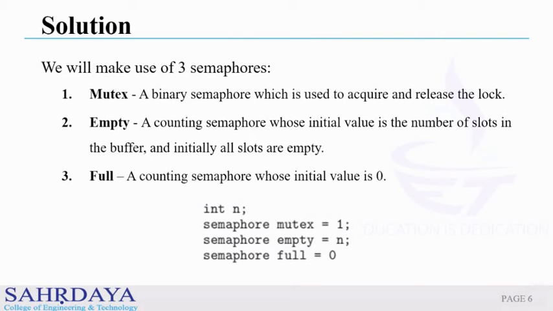One solution of this problem is to use semaphores. We will make use of three semaphores: mutex, empty and full. Mutex is a binary semaphore which is used to acquire and release the lock. Empty is a counting semaphore whose initial value is the number of slots in the buffer, and initially all slots are empty. Full is a counting semaphore whose initial value is 0. So at any instant, the current value of empty represents the number of empty slots in the buffer and full represents the number of occupied slots in the buffer.